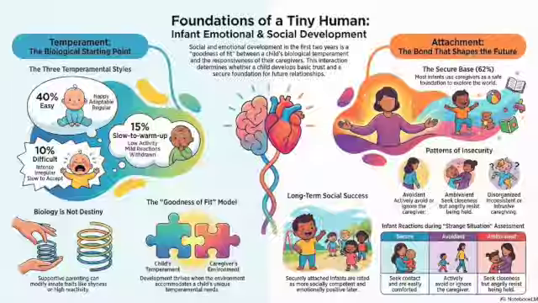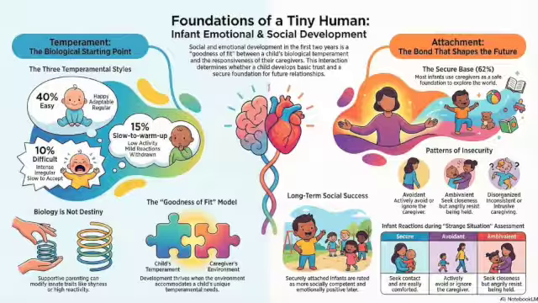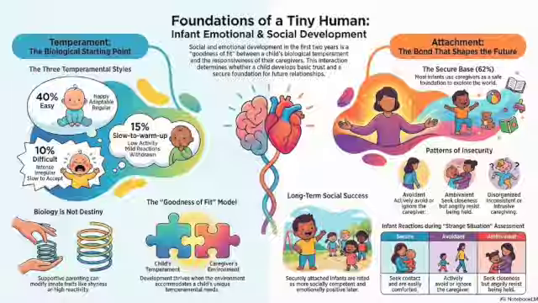Then the parent leaves, which is the first separation. Then the parent returns and the stranger leaves. The first reunion. Then the infant is left totally alone in the room. Then the stranger returns, and finally the second reunion with the parent. Based on how the infant reacts to those separations and reunions, Ainsworth identified distinct attachment patterns.